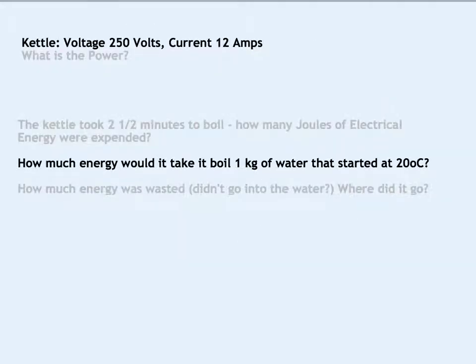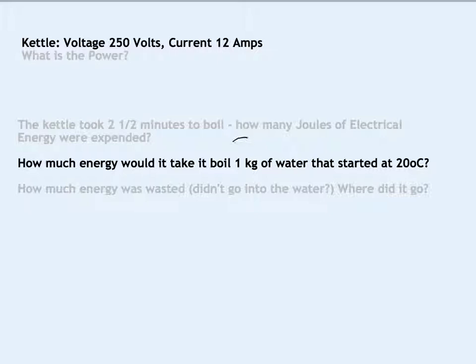So far, you've calculated the power of the kettle and the amount of electrical energy that's been supplied to boil the water. Now we need to look at how much energy has actually gone into the water to raise it from 20 degrees to boiling point. It's time to refer back to that slide again to find the equation for the amount of energy required to heat water. So go back to that equation, write it out, and then try and do the calculation.